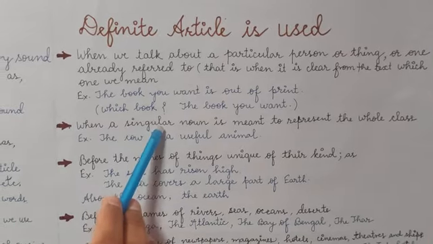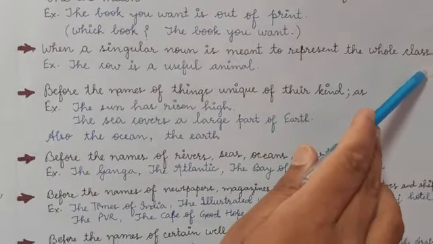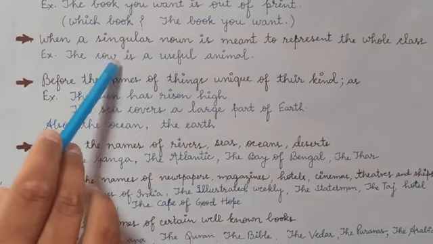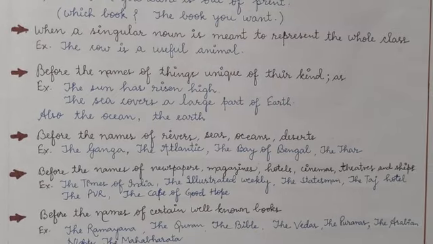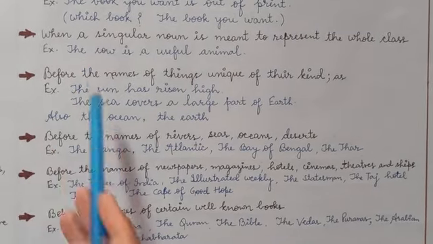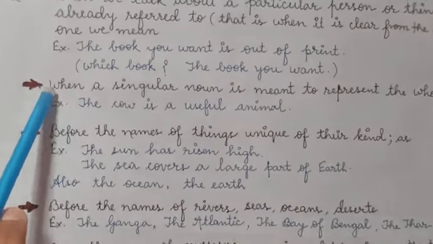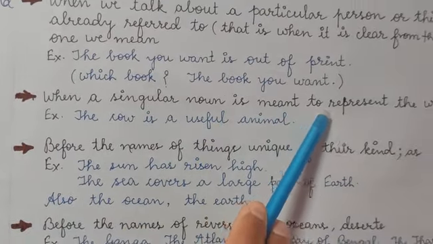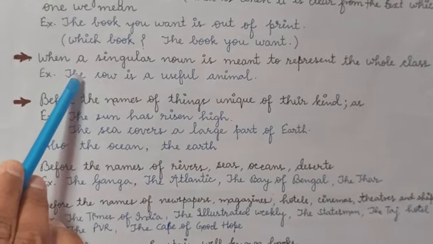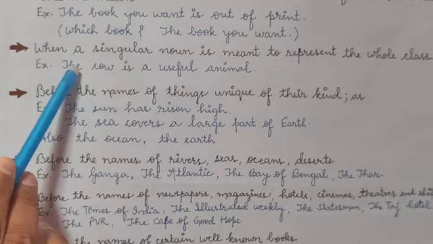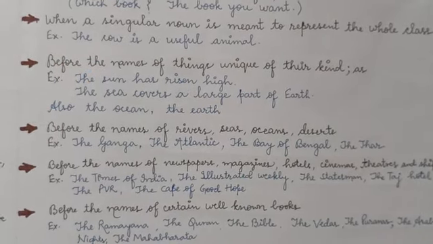Let us see the next rule. When a singular noun is meant to represent the whole class. Here this is the singular noun cow, and cow is representing the whole class. So again I repeat the sentence I have written here: when a singular noun is meant to represent the whole class, in this case we will use the definite article the before cow. Cow is a singular noun.